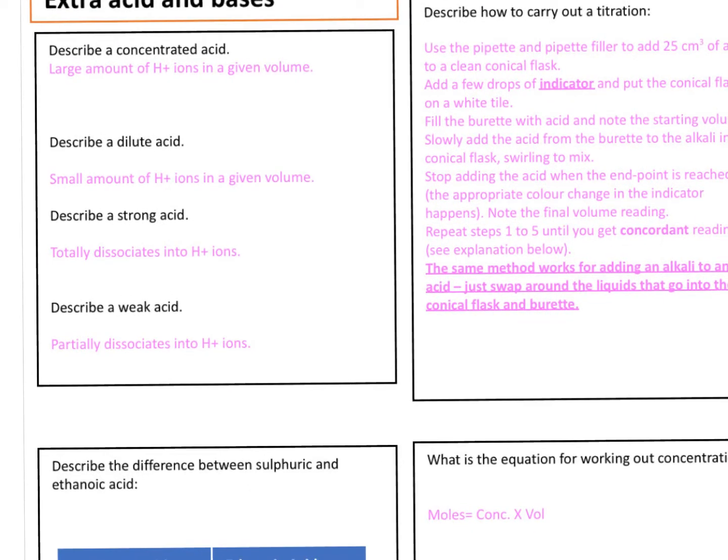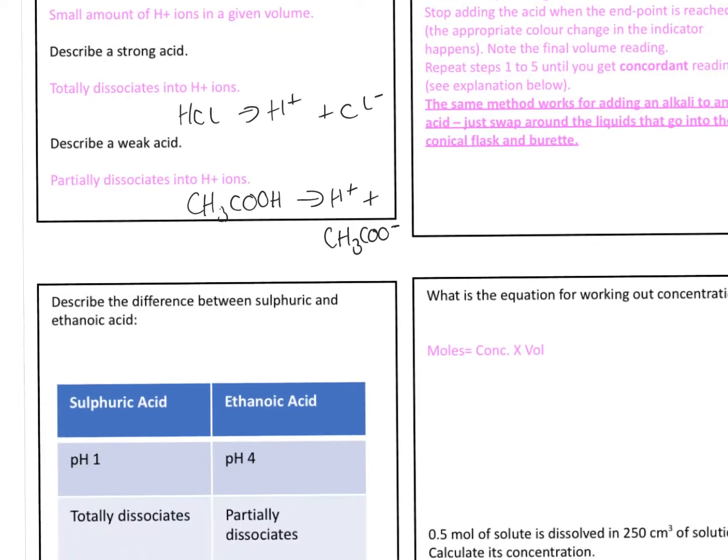Strong acid totally dissociates, so something like HCl will split up into H+ and Cl-, whereas something like ethanoic acid will split up into H+ and CH3COO-, so it won't totally dissociate.